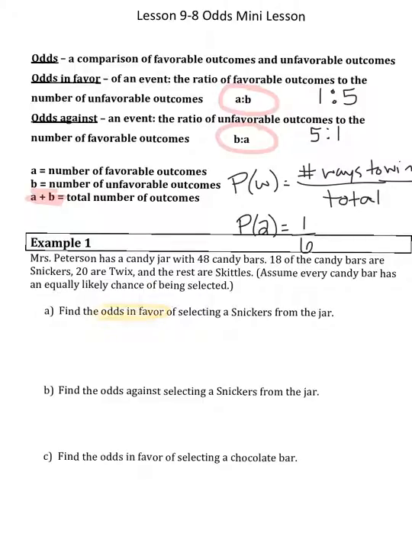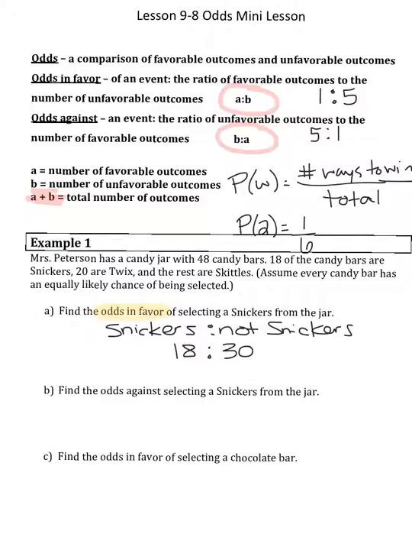So I want the odds in favor of selecting a Snickers. What is that going to be? Well, I really want to know basically how many ways can I select a Snickers, and how many ways can I not select a Snickers? So we look at the numbers here. How many Snickers are in the jar? There are 18. Then how many candy bars are not Snickers? Really, there were a total of 48. Just subtract out the 18. There are 30 candy bars that are not Snickers.